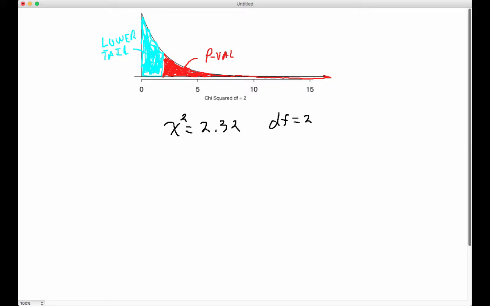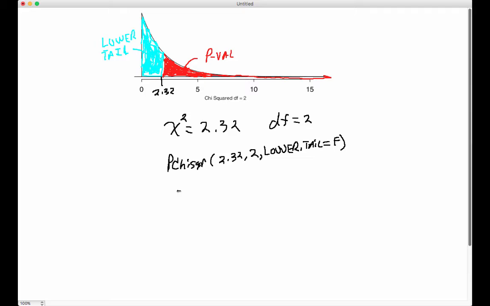All right, so how do we get chi-squared out of R? Well, we're going to use pchisq. You're going to give it the value you want, which in our case is 2.32, and the degrees of freedom, which is 2. But now you have to add in one additional thing. You have to tell it lower tail is false. So lower.tail equals capital F for false. And if you do that, it will give you the upper tail.